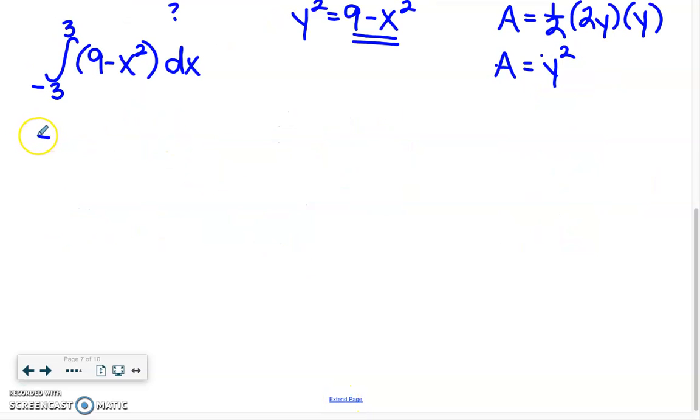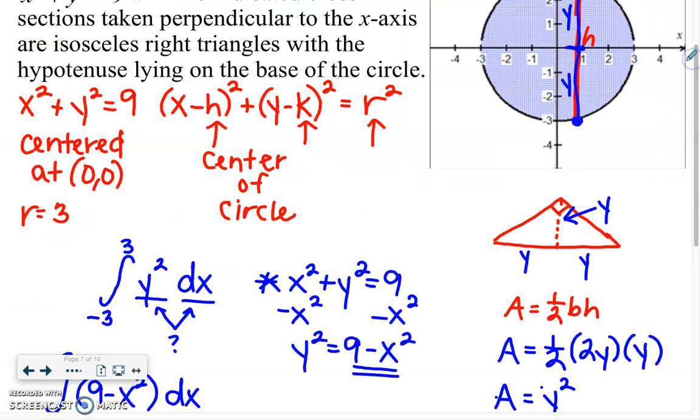So we're going to then integrate. This is for volume. The antiderivative of 9 would be 9x. And the antiderivative of x squared would be 1/3 x to the third, right? And then we're doing this from -3 to 3. And actually, I think I want to show you a little trick. Let me go back to my picture real quick and show you what I mean.